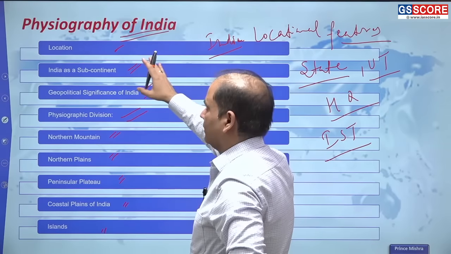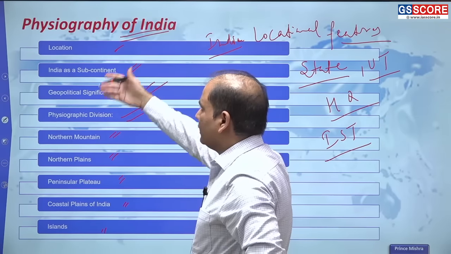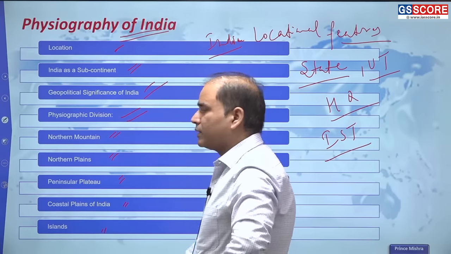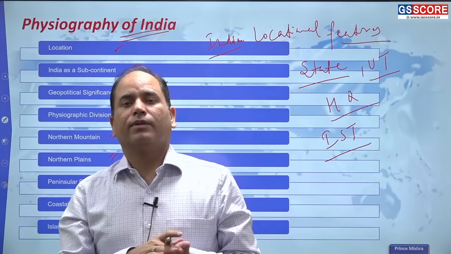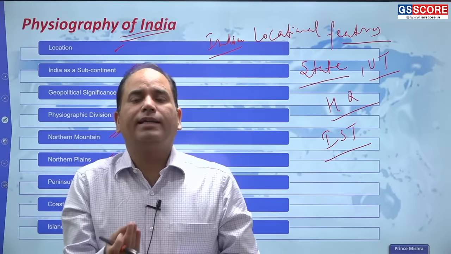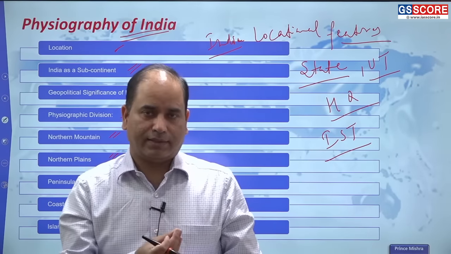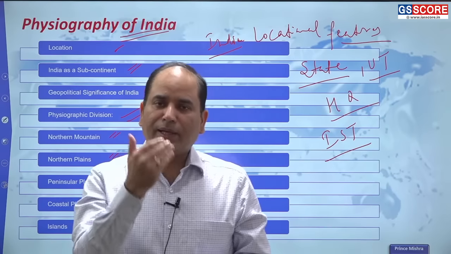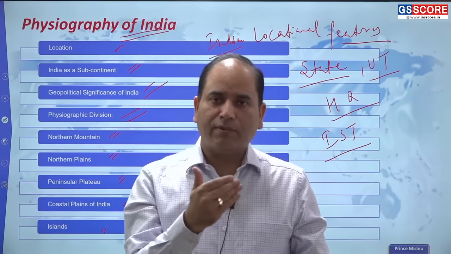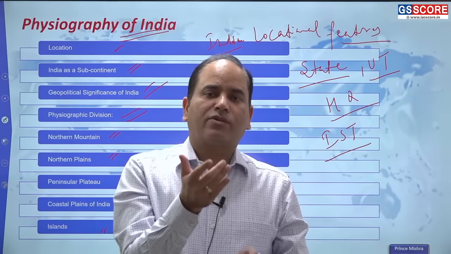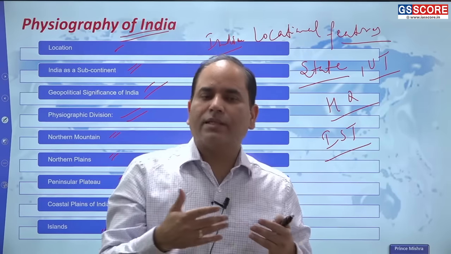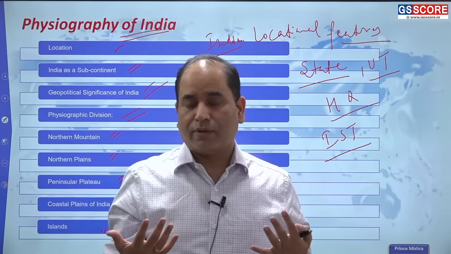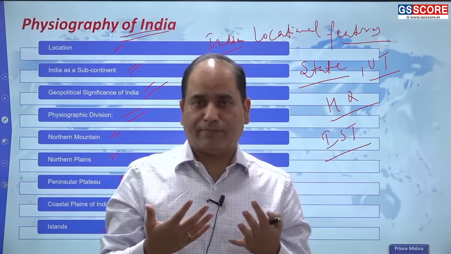Once you do that, along with that you will also look at India as a subcontinent, its geopolitical significance, then come to the physiographic division. Now, the physiographic division will give you a lot of idea about those particular places, because ultimately the main aim of this physiographic division is to sensitize a student who is not from the geography background about the places where you are living, the places where the people are living.